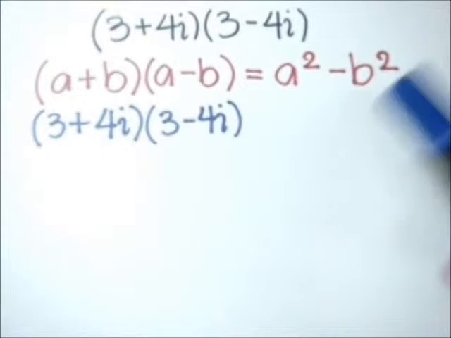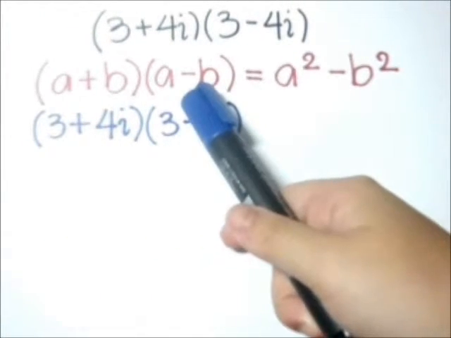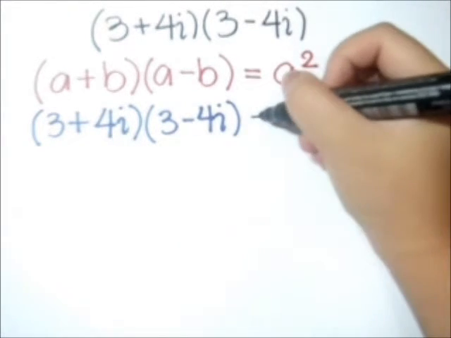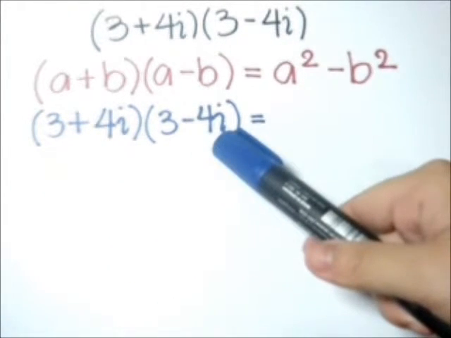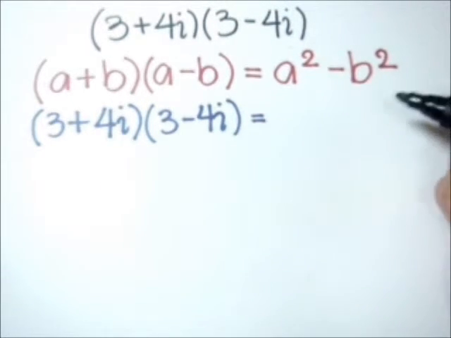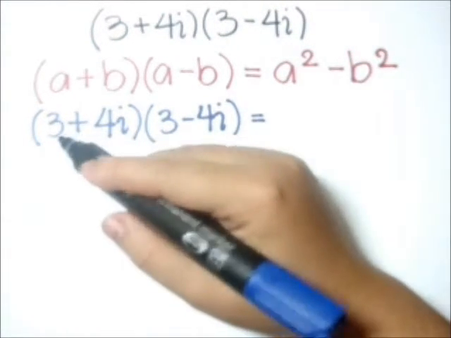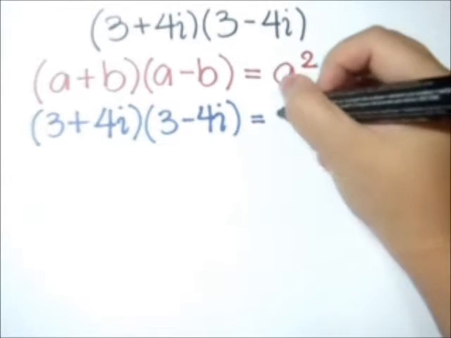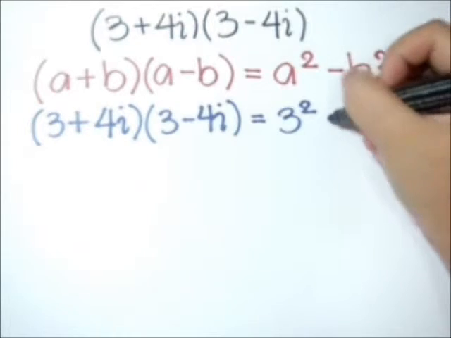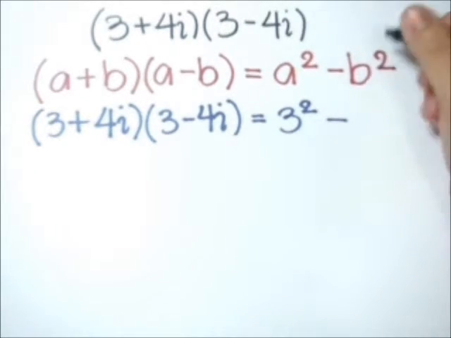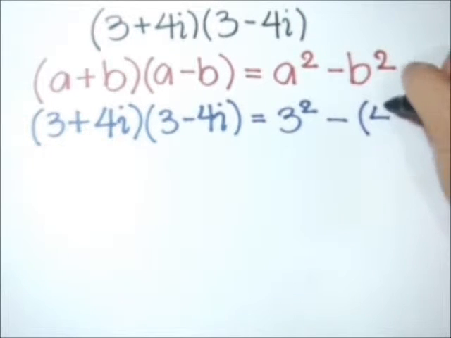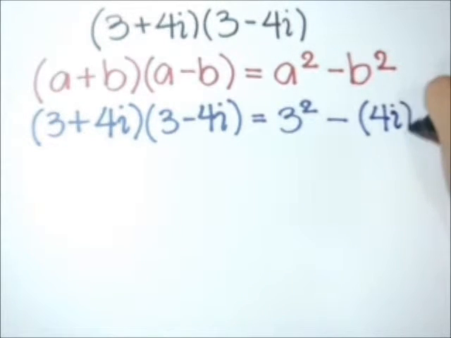If the concept states that this expression is the same as this expression, then this expression could be written as this. And if a is equal to 3, then we can write this as a squared minus b squared, where b is the term 4i, so we write this as minus (4i) squared.